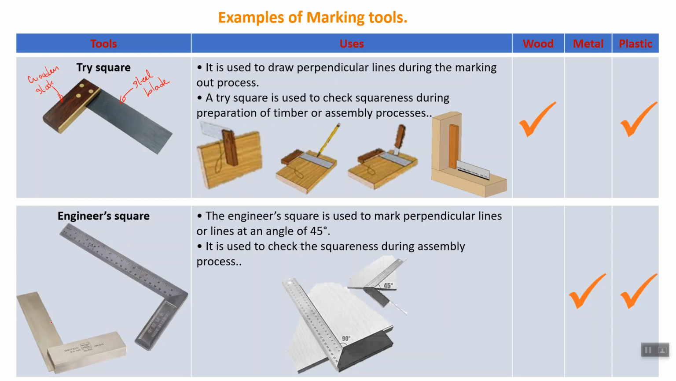This is an engineer square also. The stock here and the blade are both made of steel. It is used to mark out 90 degree perpendicular lines as here, and 45 degrees, because in some cases, for example here, the engineer square is cut at 45 degrees, so it can be used to mark out a 45 degree line onto metals or plastic.